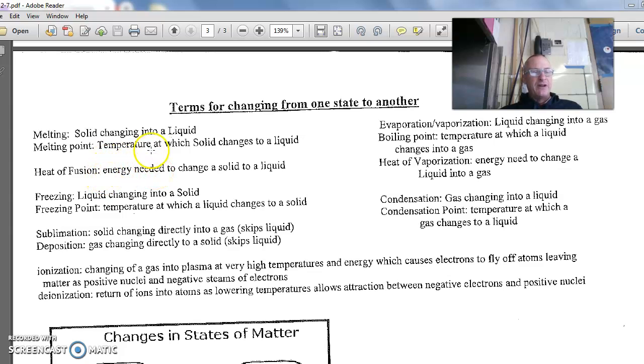Now, the opposite of that, a liquid going to the solid state, is called freezing. And to freeze something, you would remove heat, exothermic. The temperature at which a liquid changes into a solid is called the freezing point.